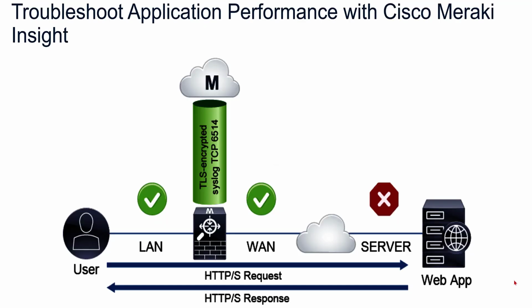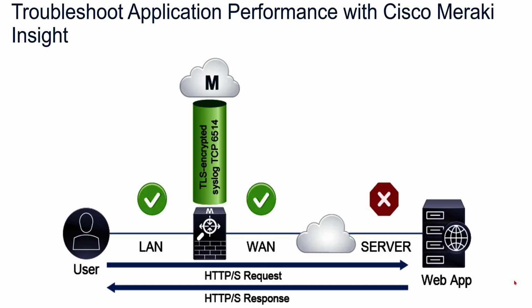All right, now we're moving back up the stack. Up to this point, we've been focusing on radio frequency, client connectivity, and infrastructure, but here's the reality in a production environment. Users don't complain about Wi-Fi, they complain about their applications. They say, I can't get to Salesforce, or Salesforce is running slowly. The web application isn't loading. My Teams keeps dropping. And this is where Cisco Meraki Insight comes in.